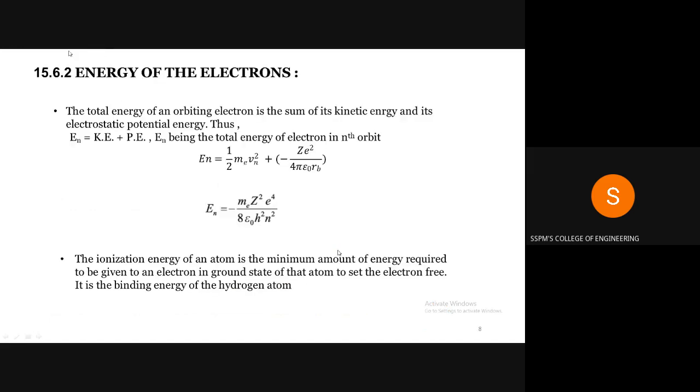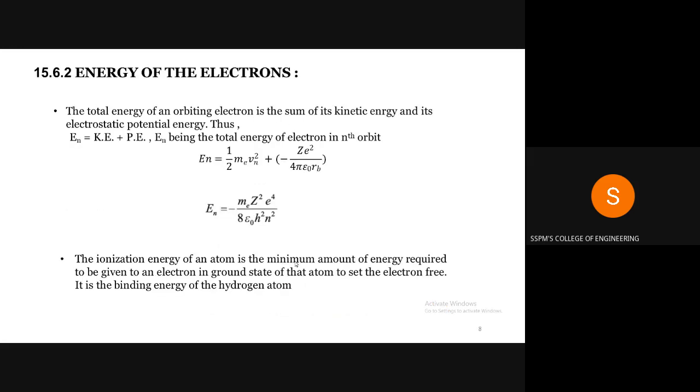Next one, energy of the electrons. How can it be calculated? As we know, we have calculated the equation for the radius. Please remember that equation: n square h square epsilon 0 upon pi m Z e square. Now focus on the energy of the electrons. The total energy of an orbiting electron is the sum of its kinetic energy and its electrostatic potential energy.